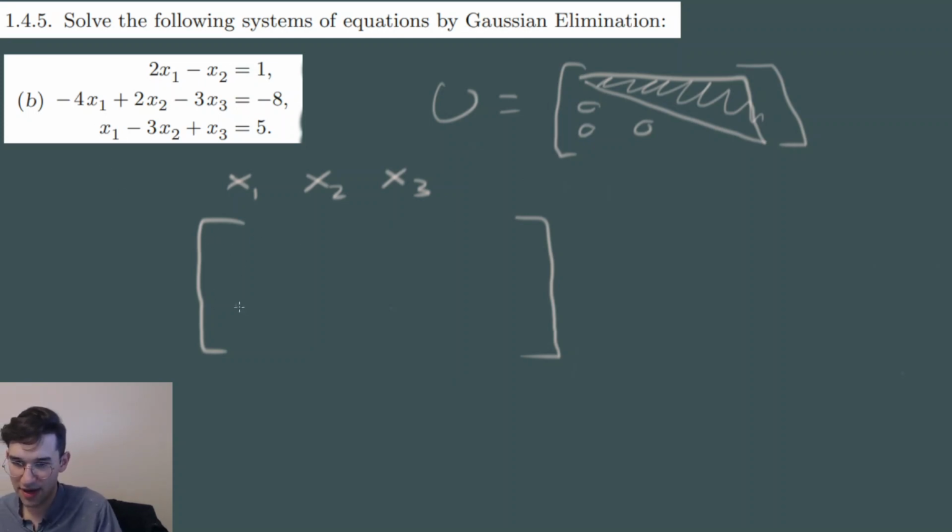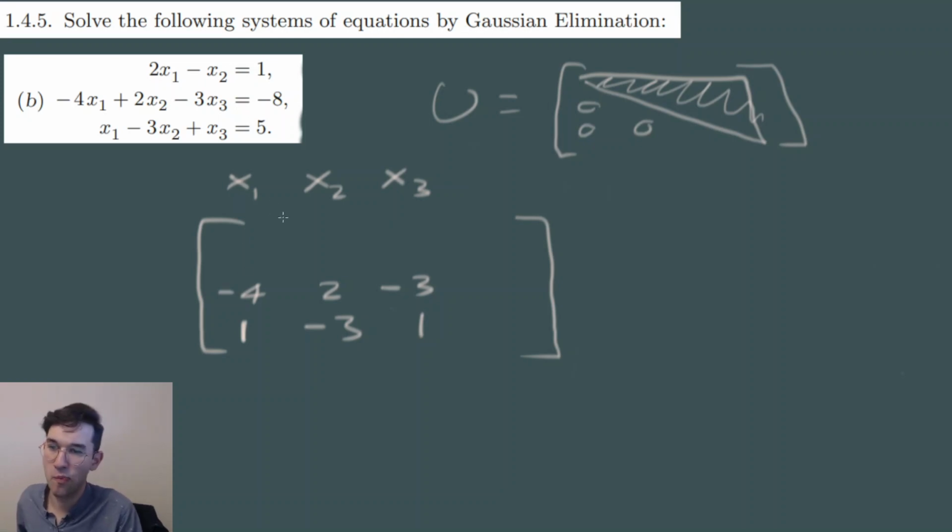Okay, let's start at the bottom. For x1, there's an invisible 1 times x1, so we get a 1 here. For x2, we have negative 3. For x3, we have a 1. We just took the coefficients, whatever our x's are being multiplied by, and we put them there. Now let's take the second row. x1 is times negative 4. x2 is being multiplied by 2. x3 is being multiplied by negative 3. Those are our coefficients there.